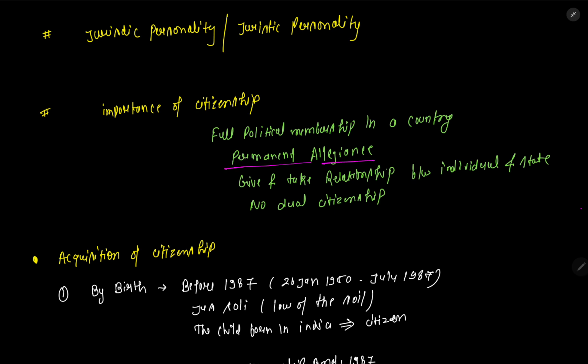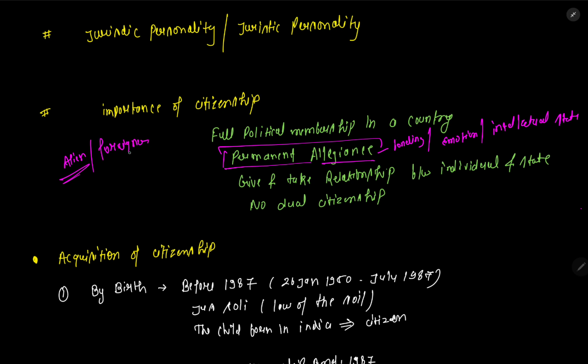Permanent allegiance. I told you the meaning of allegiance. Allegiance means you have some sort of bonding, some sort of emotional and intellectual attachment with the state. Clear? So you show permanent allegiance. And I also told you, if there's an alien person, a foreigner, he will show allegiance to his native state. They will not show allegiance towards India.